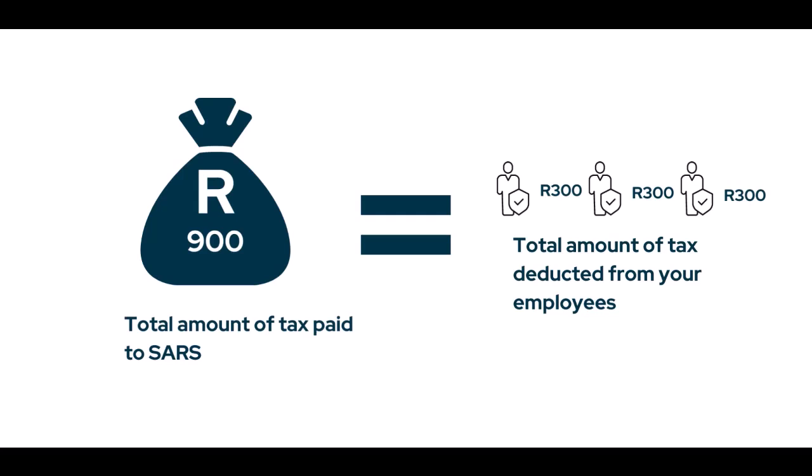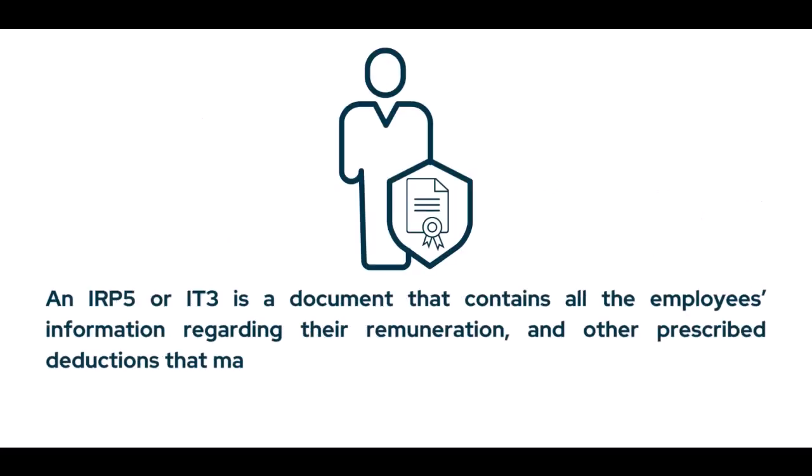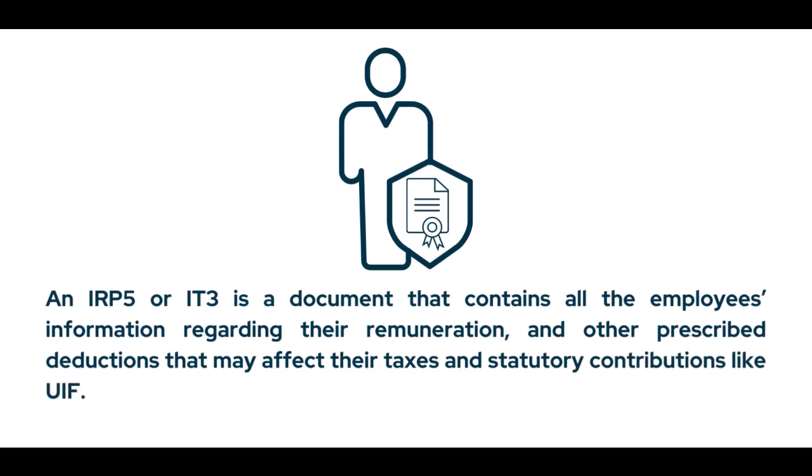The end result of the reconciliation is that each employee receives an IRP5 or IT3 certificate. An IRP5 or IT3 is a document that contains all the employees' information regarding their remuneration and other prescribed deductions that may affect their taxes and statutory contributions, like UIF. The certificate automatically updates the employee's tax return with the submission performed by an employer. After this process, SARS has a full record of income and taxes paid to each person employed in a particular tax year.